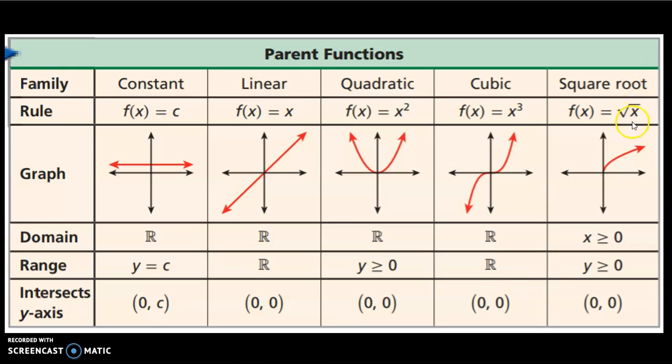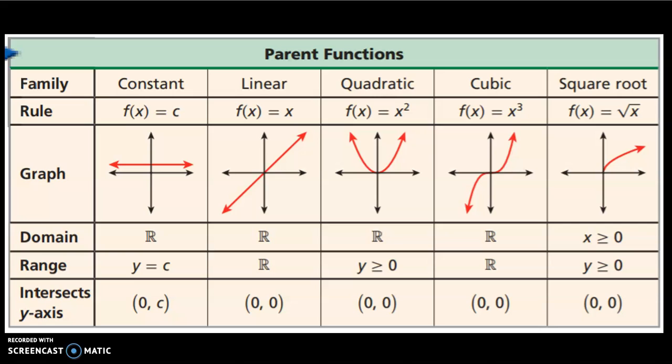Finally, the square root function is f of x equals the square root of x. It has this shape where it comes up quickly, and then it's going to slowly flatten out, and eventually it'll look almost like a horizontal line. Domain is that x has to be greater than or equal to 0, because you're not allowed to do the square root of a negative number. The range is that y is greater than or equal to 0, because the square root of 0 is 0, and then the square root of all the numbers to the right of that are going to be positive values. And then it intersects the y-axis at 0, 0.